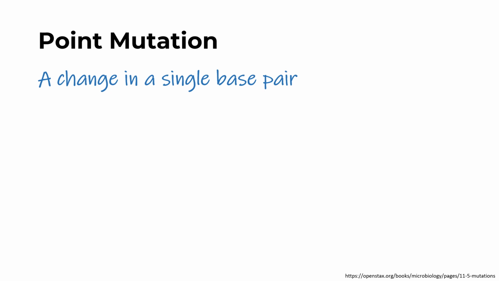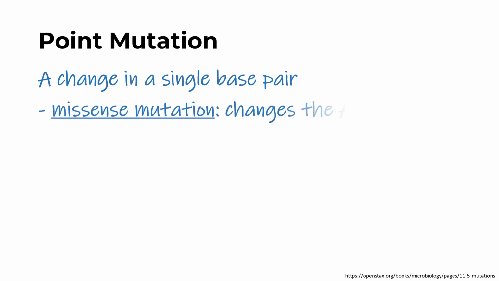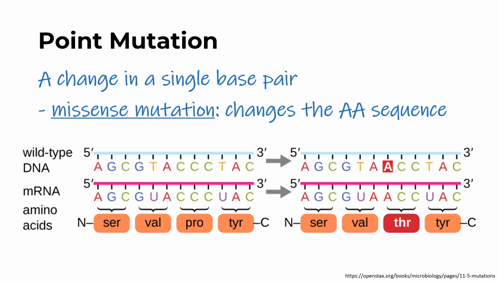If a point mutation results in a change in the amino acid sequence, it is called a missense mutation. In this example, a cytosine is changed to an adenine. The protein that results has a threonine in place of proline in the amino acid chain. A single change in the amino acid sequence of a protein can have a major effect on its function.